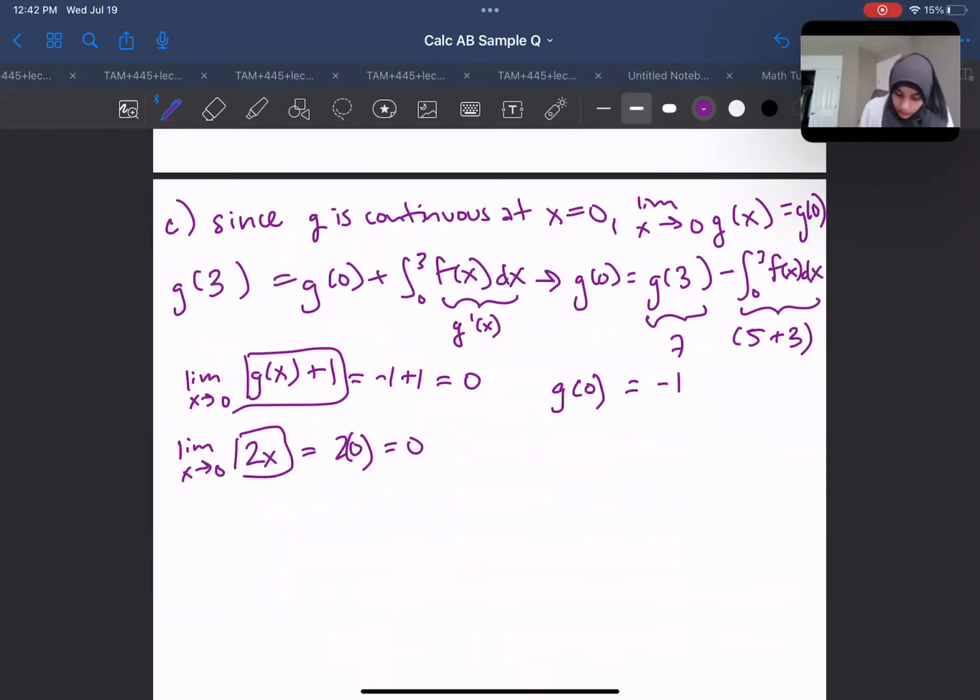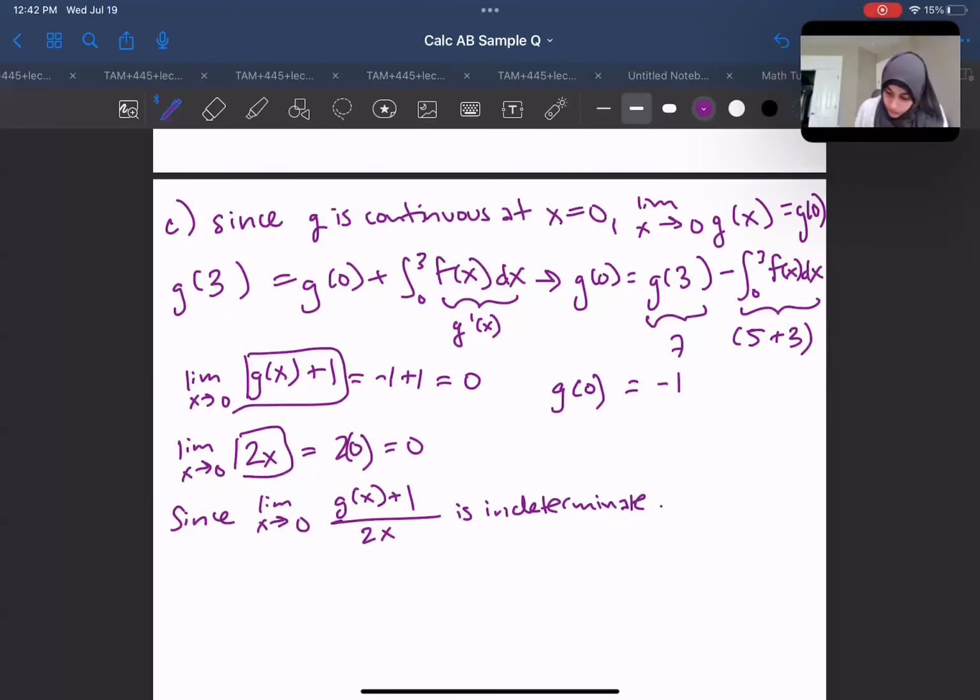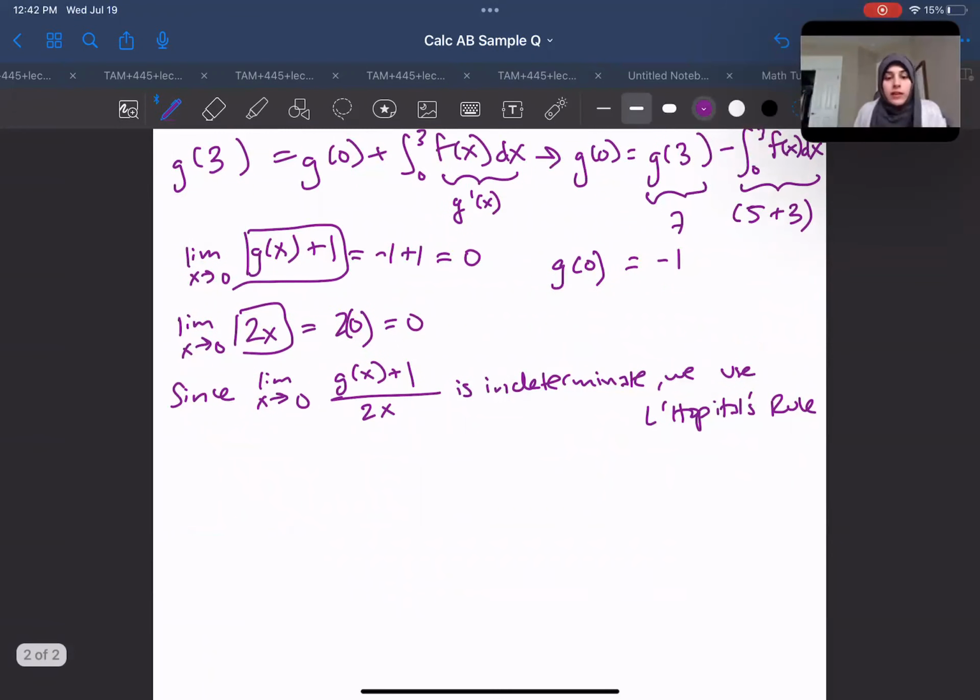Okay, so since the limit as x approaches 0 of g of x plus 1 over 2x is indeterminate, we use L'Hopital. And that is how you pronounce it, folks, L'Hopital. Okay, that just means that if we have an indeterminate form, we are allowed to take the derivative of our numerator and denominator, and that is also going to be equal to our limit.